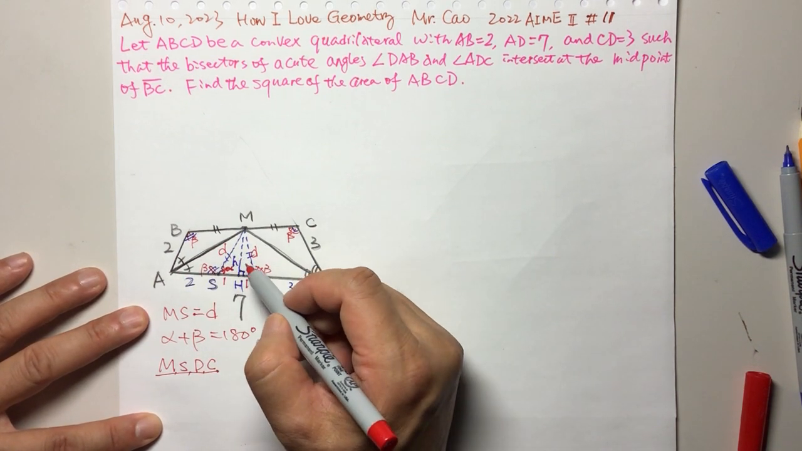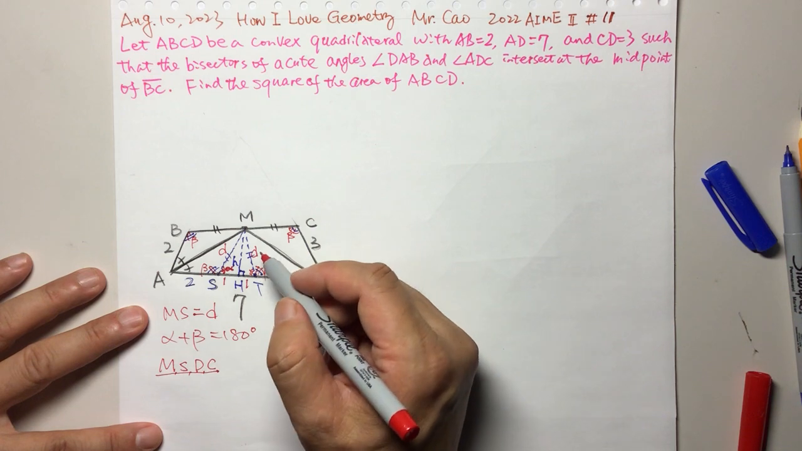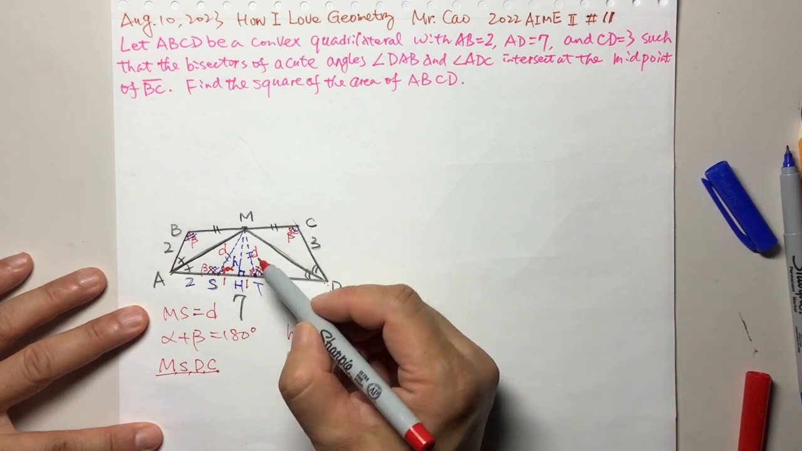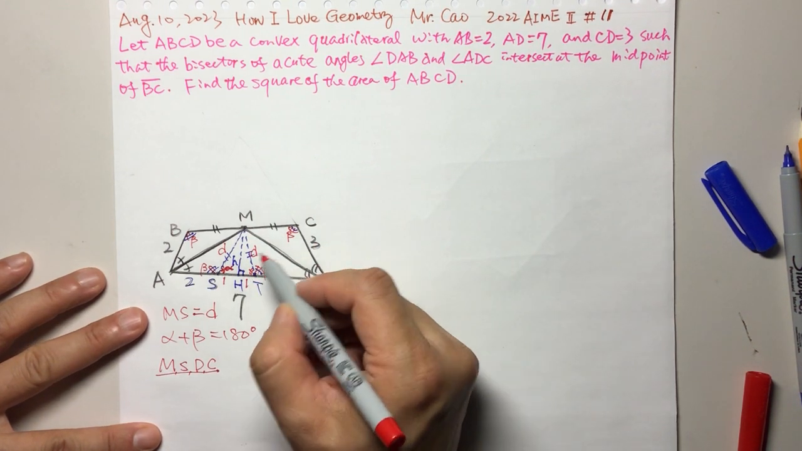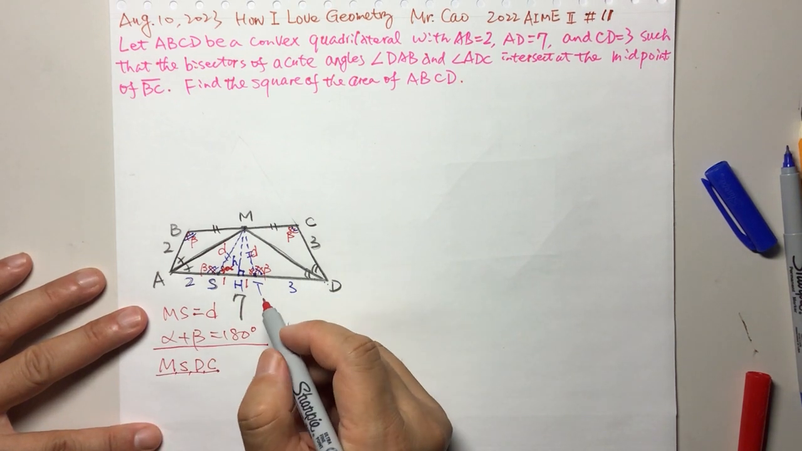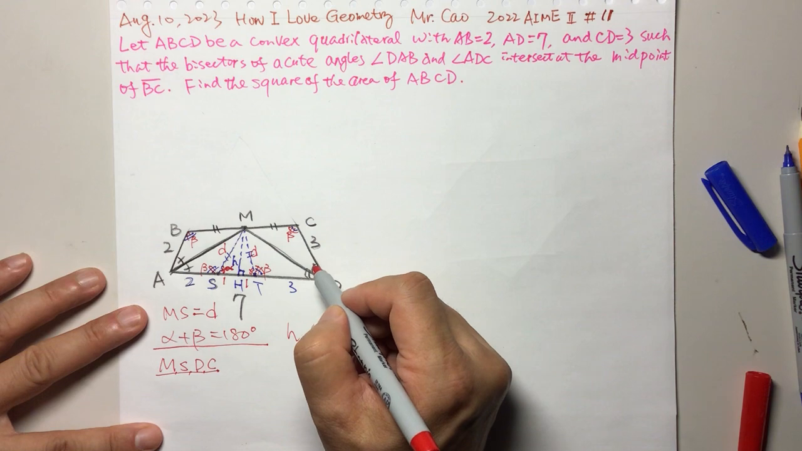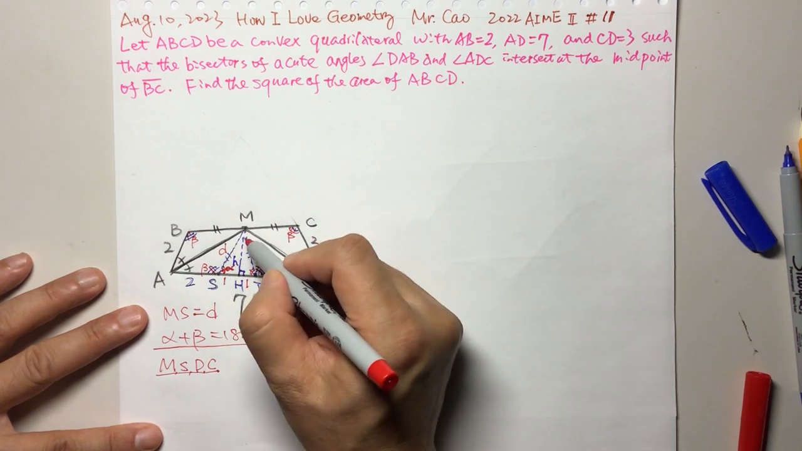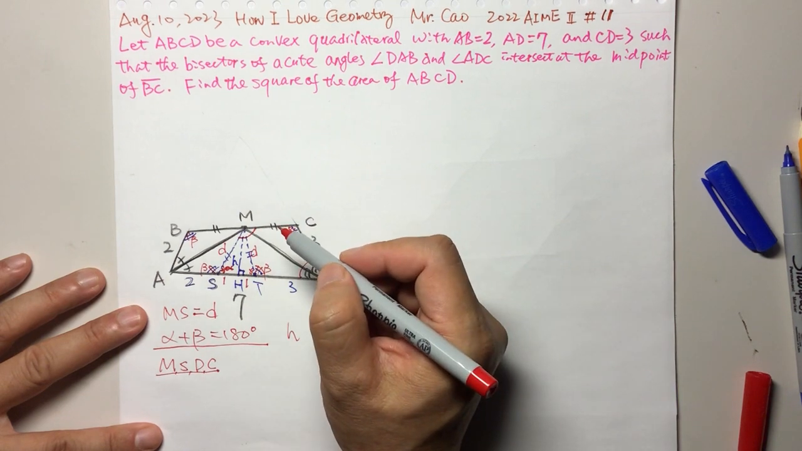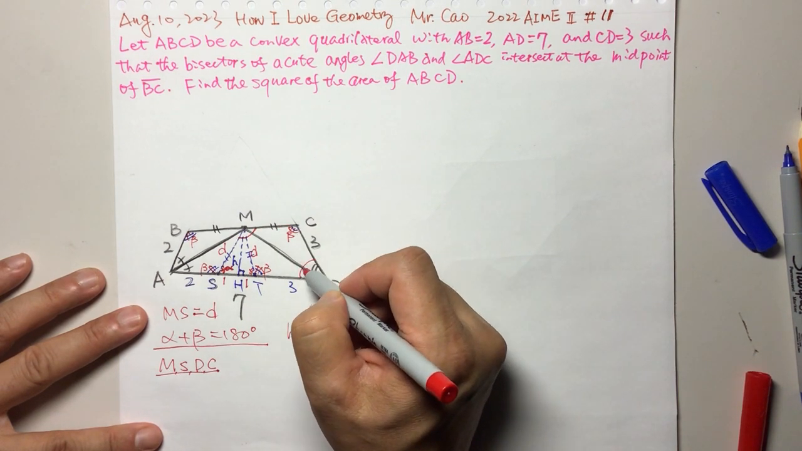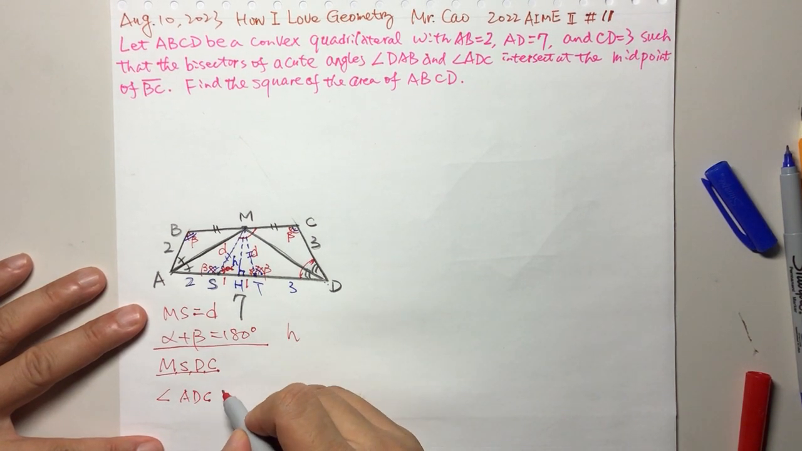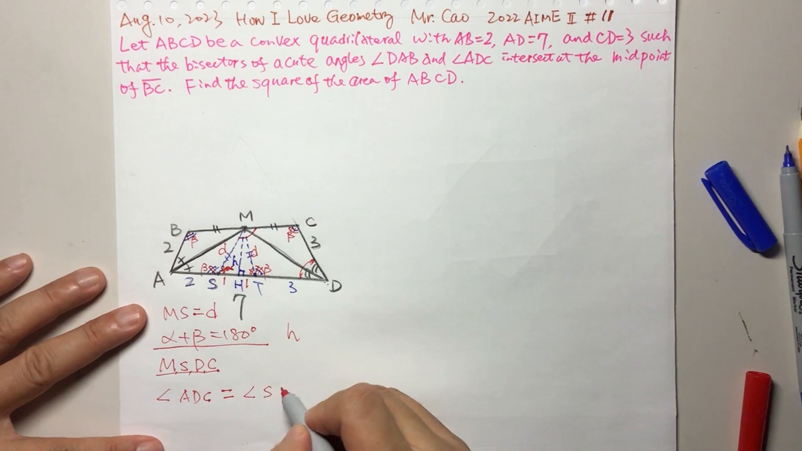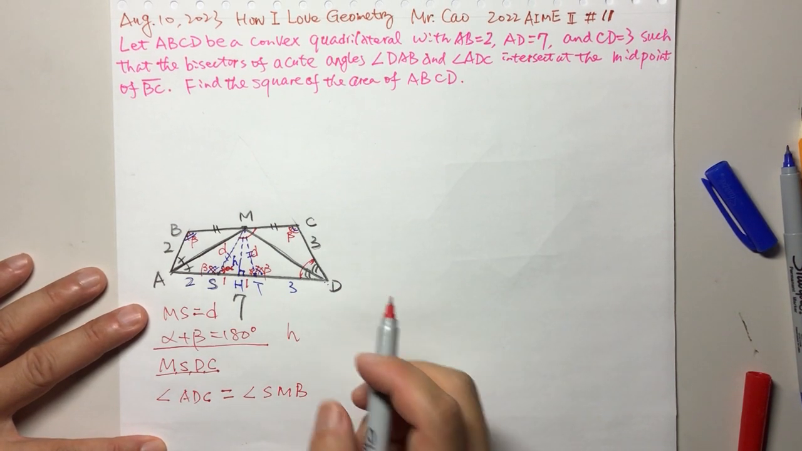We know AS, yeah, but it's not easy to find AM, right? Now we want to find d, so the cyclic quadrilateral SMCD maybe can help us, because we know alpha and beta are supplementary. So also this angle and this angle are supplementary. So it means this angle, I mean angle ADC, equals angle SMB, right? Yes.